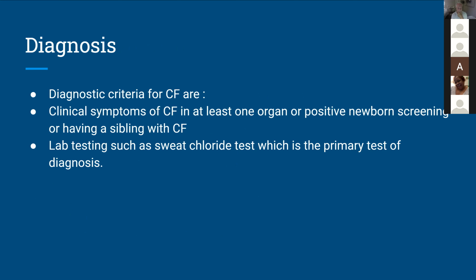For the diagnosis, the diagnostic criteria for cystic fibrosis are clinical symptoms of CF in at least one organ, or positive newborn screening, or having a sibling with cystic fibrosis. Another is lab testing, such as the sweat chloride test, which is a primary test of diagnosis.